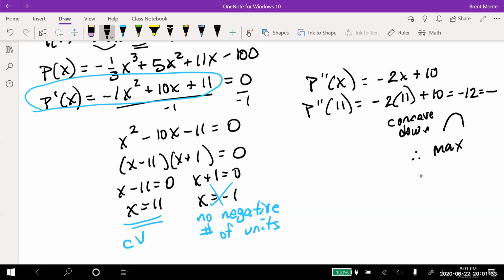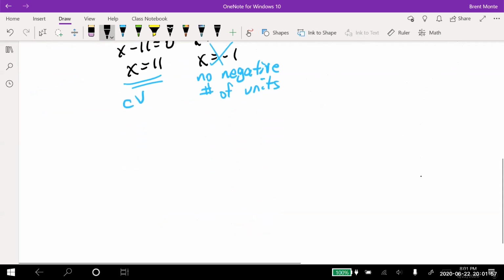Assuming we've done everything correctly, that one property that we saw earlier said if there's only one critical value in my domain, which in this case, x has to be 0 to infinity, there's only one critical value in there. Well, if it's concave down, it has to be a max. If it was concave up, it'd have to be a min. But so we know the max does occur at 11,000 units. So we're halfway done with this problem. The rest is simpler to do.